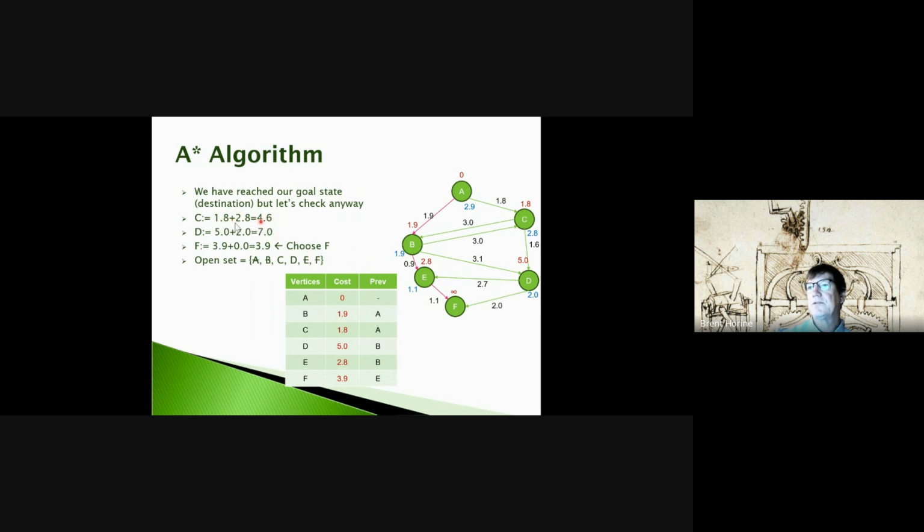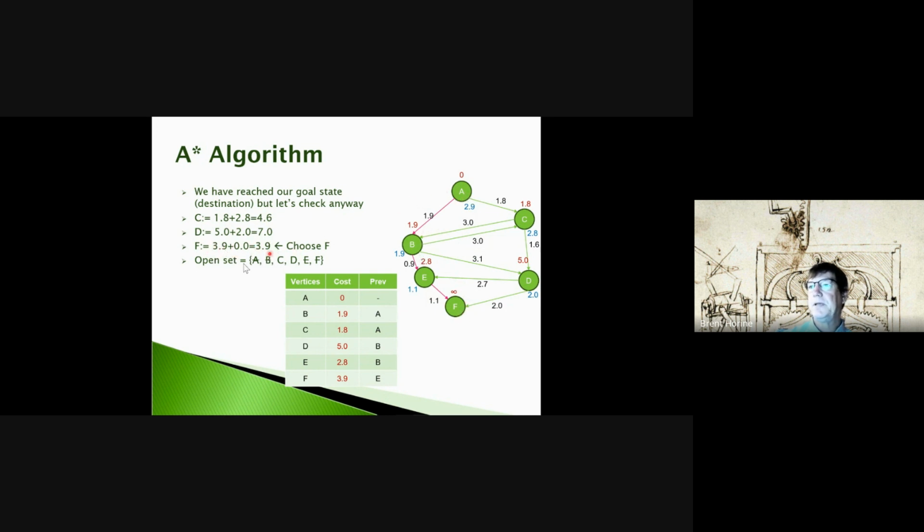So C again is 4.6, D is still 7, F. Well, how much does it cost us to get to F? Well, it costs us 3.9 to get from A to F, and then it costs us 0 to get to F, right? So we're there, right? But 3.9. Now we compare all these others, and it's still smaller, right? So that means that we have found the quickest route, right? So this number here represents the optimal route from A to F.